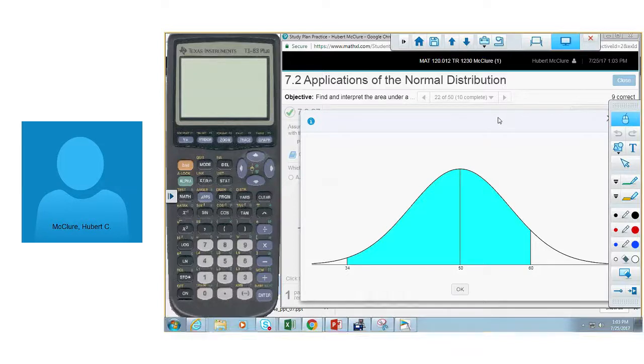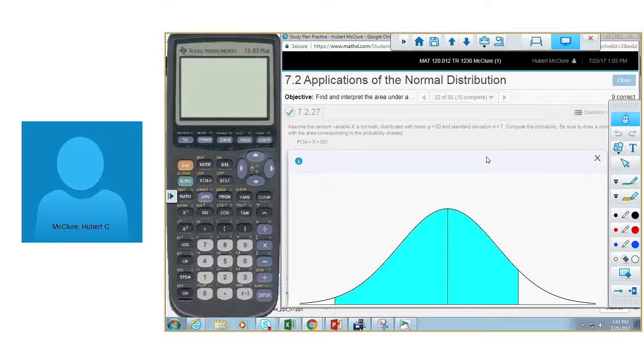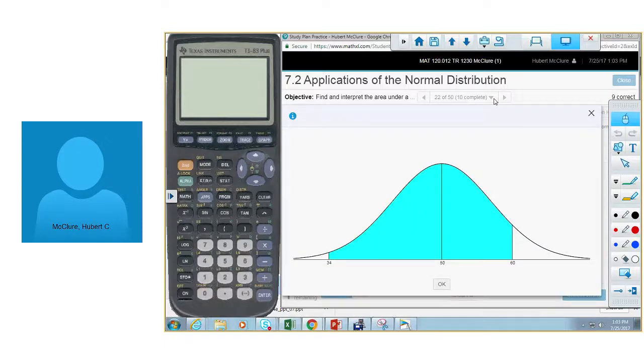I'll move the thing down so you can see the numbers. 57, 50 and 7, right? So this one is going to be 34 minus 50 over 7. 34 minus 50 is what? Negative 16. Negative 16 over 7. That's negative 2 and 2 over 7. Right?